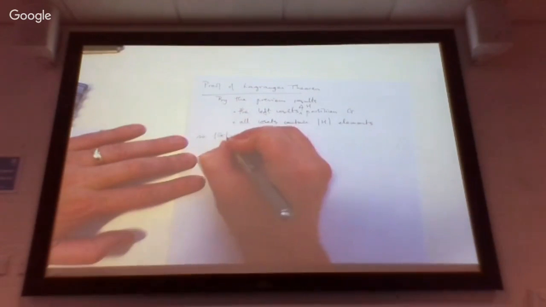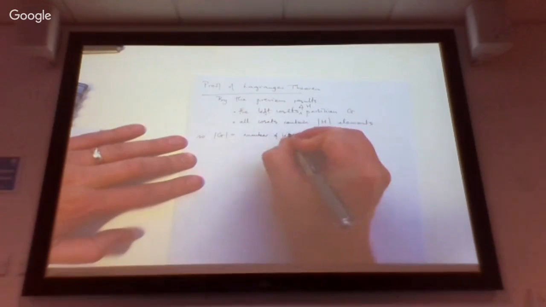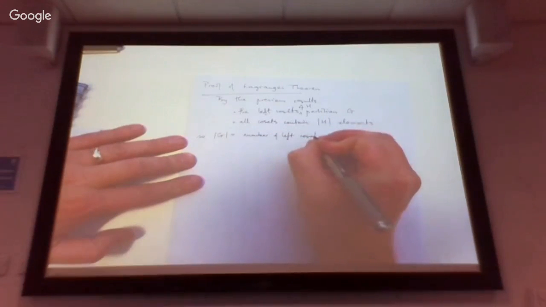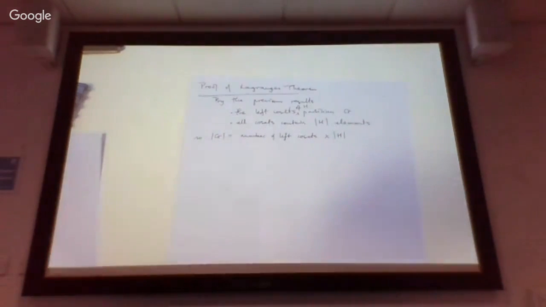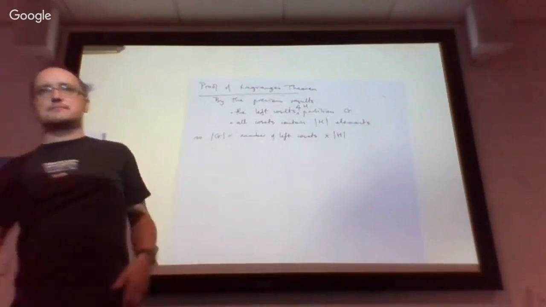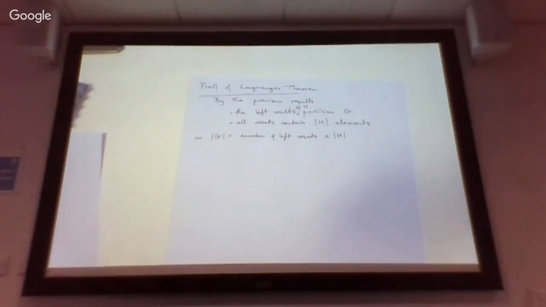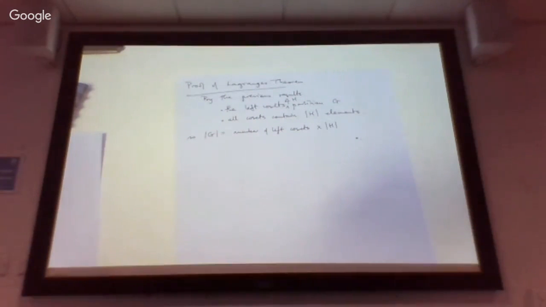So the number of things in G is equal to the number of left cosets multiplied by the number of things in H. Okay? So that shows that the size of H has to be a divisor of the size of G. That's basically the proof. It's just putting everything together, all the little results.